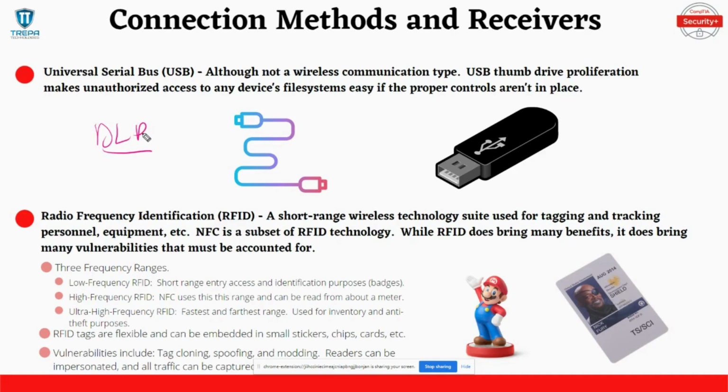RFID is a short-range wireless technology used to track and tag personnel or equipment. RFID is the suite of technology used in badging systems as an essential part of your organization's physical security program.